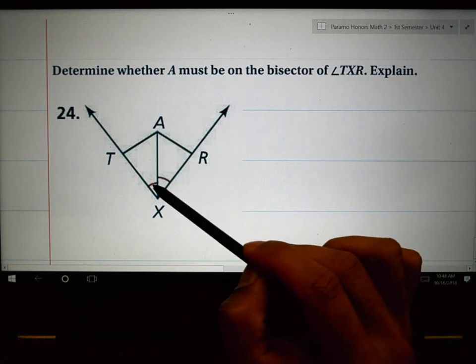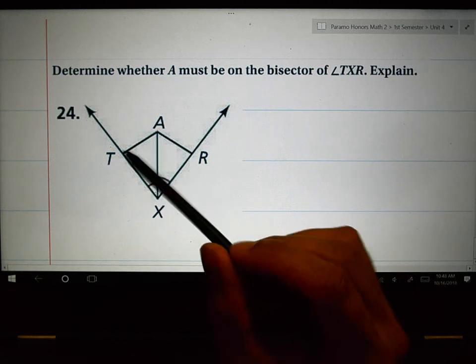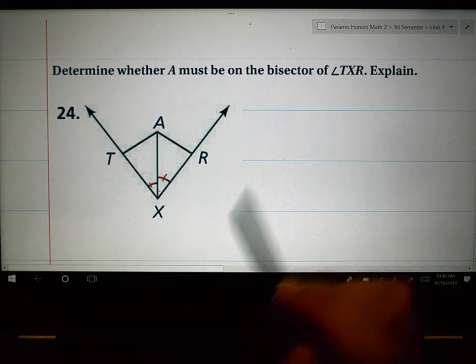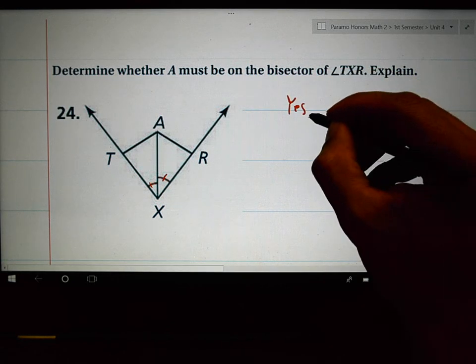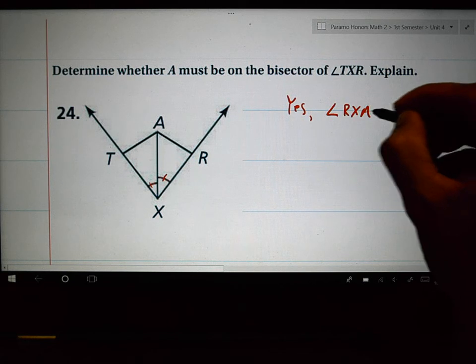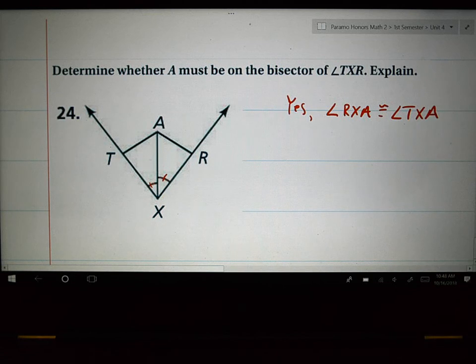You can look right here. What do these two things mean? It means that they are congruent to each other. If these two are congruent to each other, then this is an angle bisector. Must it be? Yes, it must. Angle RXA is congruent to angle TXA. Because these two angles are congruent to each other, AX must be part of the angle bisector, just so you know. I'm going to stop your notes right there.